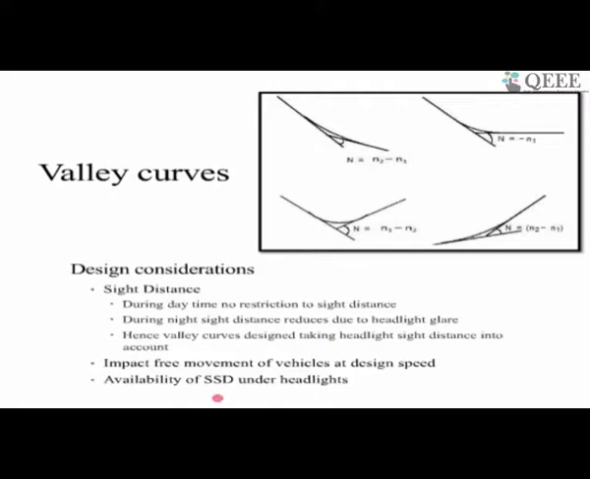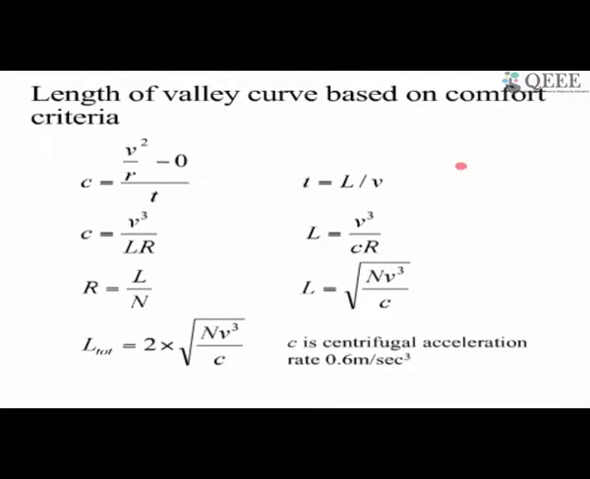So then we need to estimate the valley curve length based on the headlight sight distance. And how should we do that? Before we get into that, we need to look into the comfort criteria. As I told you, when a vehicle is going downhill and meeting the curve down there, the centrifugal force is acting downward, as well as the weight of the person and the vehicle. The summation of this total weight is actually increasing the weight of the person or the vehicle, and they will feel discomfort. So we need to consider this comfort criteria.